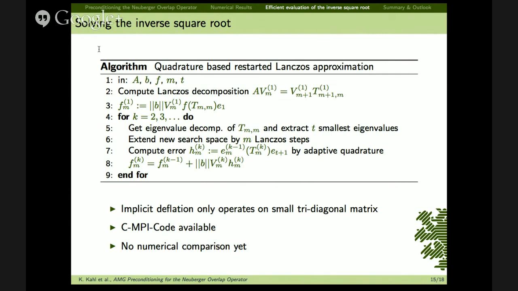And now what you do is you get an eigenvalue decomposition of this matrix. You extract the t smallest eigenvalues, you extend a new search space, which is initially built up by these t smallest eigenvalues, again, until it has size m.